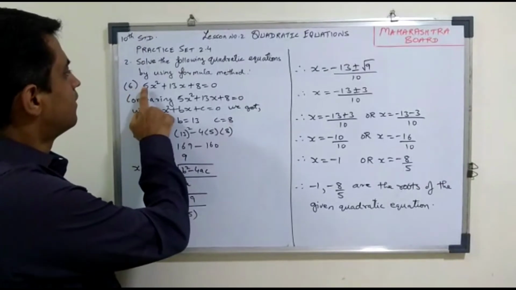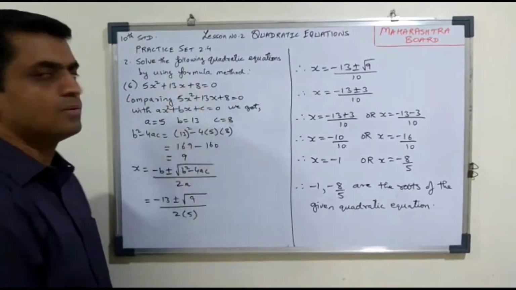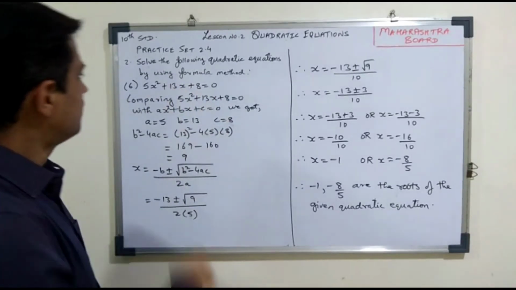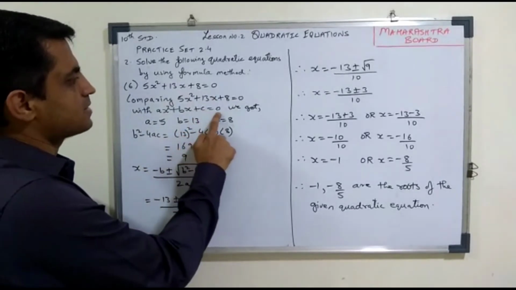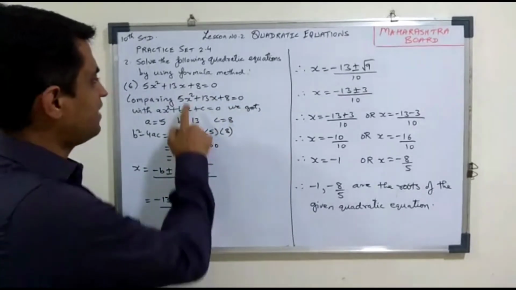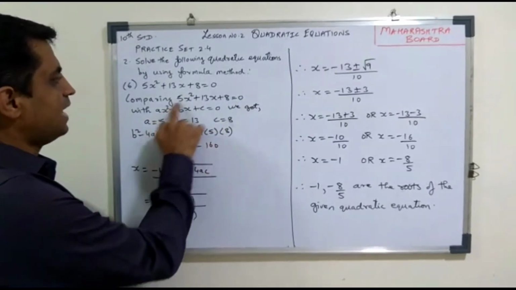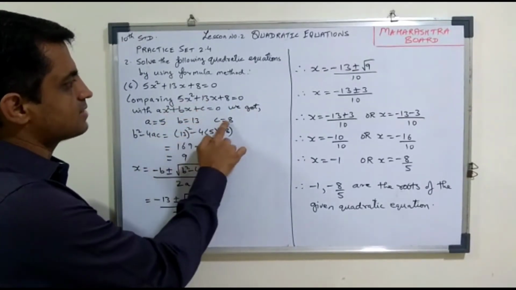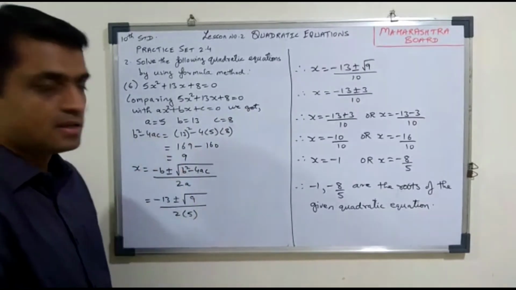Sixth sum, 5x square plus 13x plus 8 is equal to 0. Very easy sum. You will compare this equation with ax square plus bx plus c is equal to 0. I told you if it is x then you write x. So we get a value as 5, b value as 13 and c value as 8.